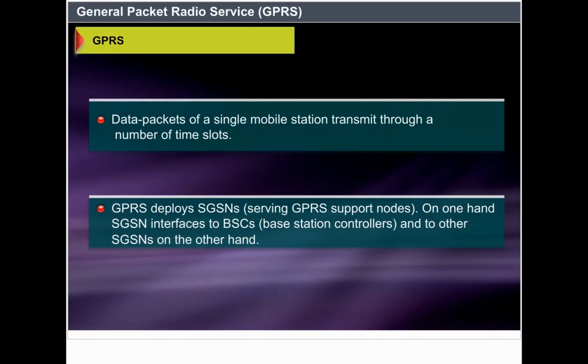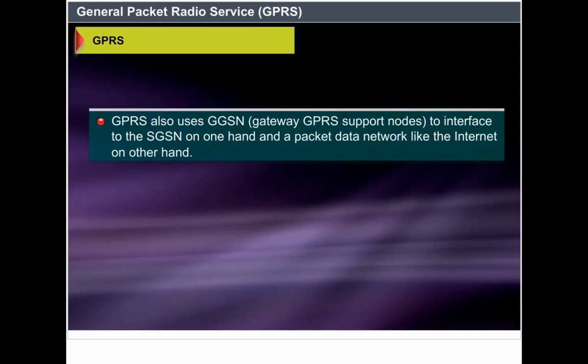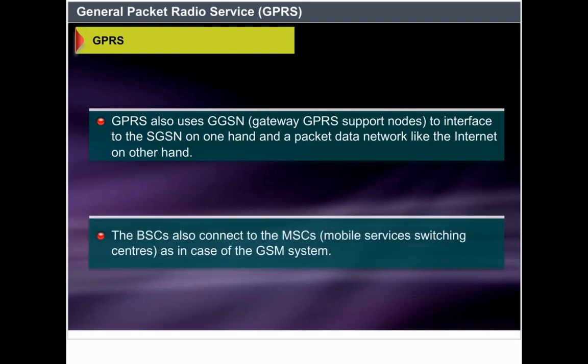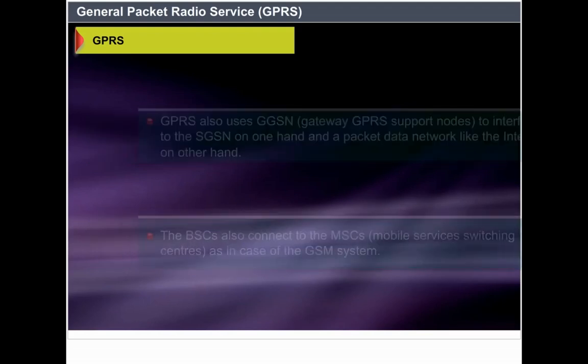GPRS deploys SGSNs, serving GPRS support nodes. An SGSN interfaces to BSCs, base station controllers, on one hand, and to other SGSNs on the other hand. GPRS also uses GGSN, gateway GPRS support nodes, to interface to the SGSN on one hand and a packet data network like the Internet on the other hand. The BSCs also connect to the MSCs, mobile services switching centers, as in the case of the GSM system.